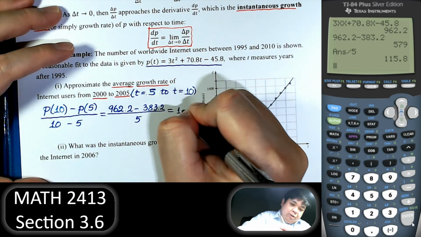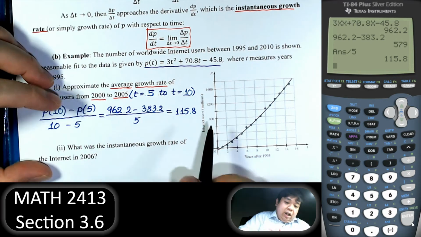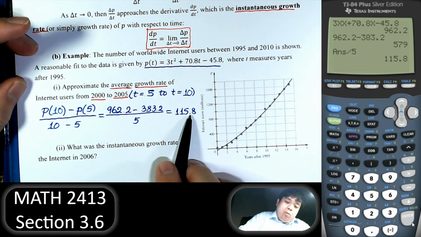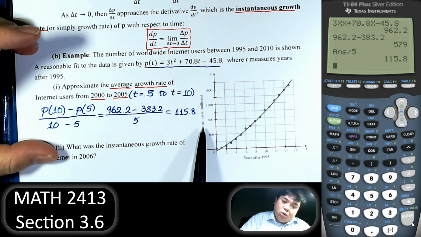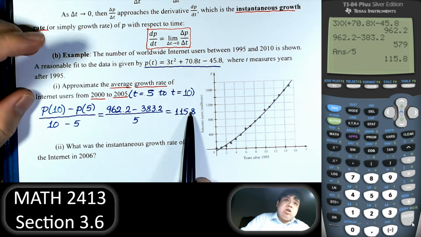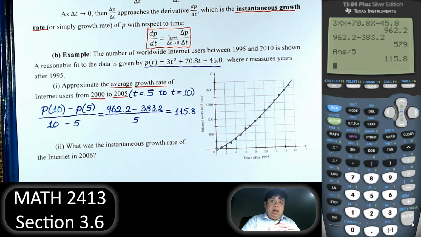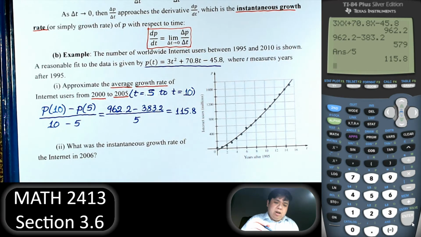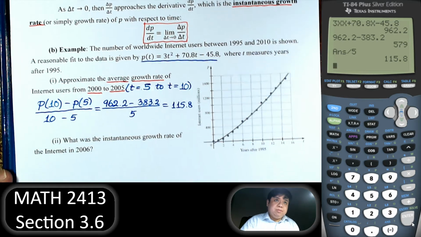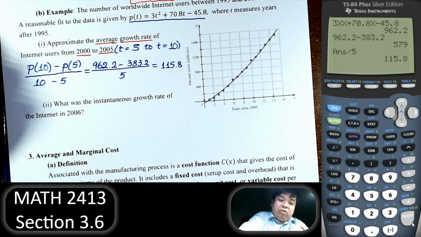So about 115.8, and the unit will be 115.8 millions. Yeah, this one is given in millions, millions of users a year. So from 2000 to 2005, approximately that many millions of people. I mean, the number of users increased by that much, approximately every year from 2000 to 2005.